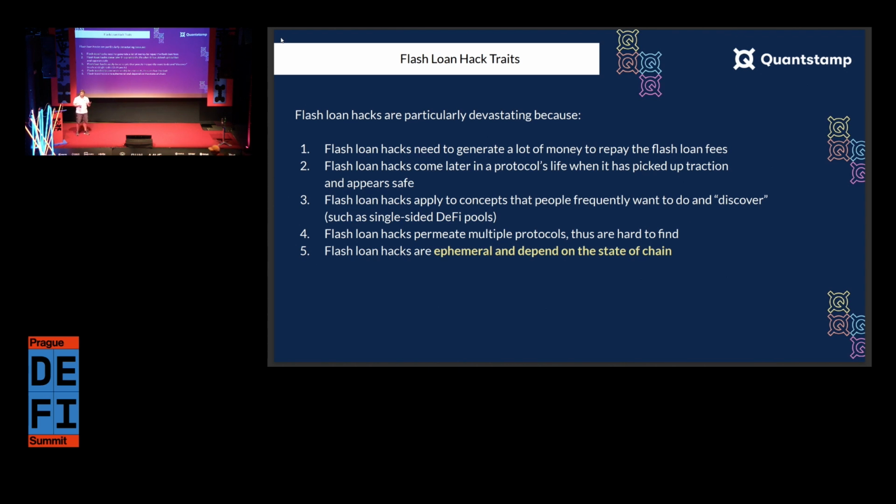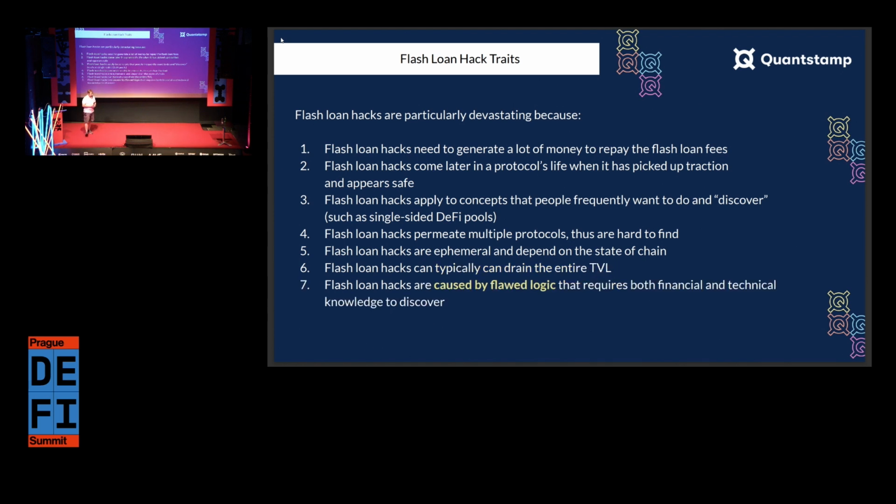If you go back to the example that I have given at the beginning, where I'm speaking about that pool of ETH, imagine that the pool of ETH actually didn't have too much ETH in it, that there would be like 10 ETH. Well, it would be absolutely non-profitable for you to borrow $200 million to get 10 ETH. The fees would kill you, right? So these flash loan attacks, sometimes they're profitable, sometimes they're not, and therefore they're ephemeral. And typically, they can unfortunately drain the entire TVL of the hacked protocol. And overall, they are caused by flawed logic.